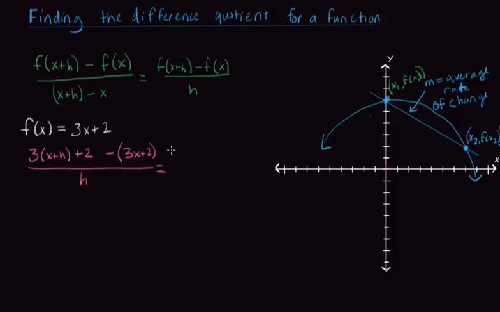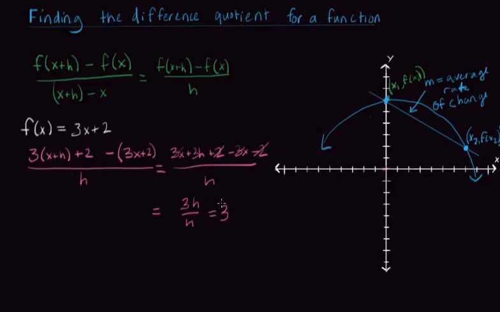So this is 3x plus 3h plus 2. And this is, we're going to just distribute that negative sign, minus 3x minus 2 all over h. So now we have a positive 3x and a negative 3x, and we have a positive 2 and a negative 2. So we just get 3h over h, which equals 3. So this says that the average rate of change in this function is 3.